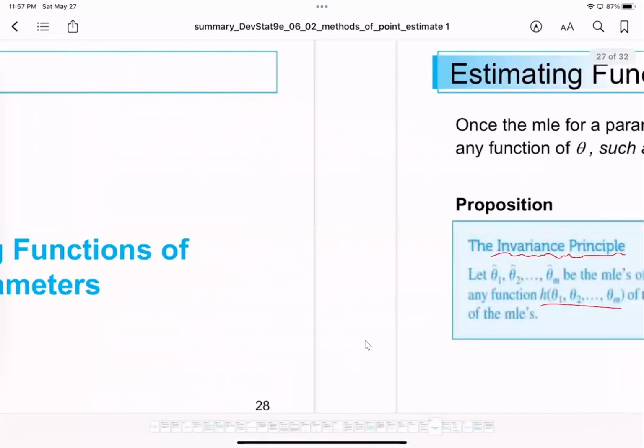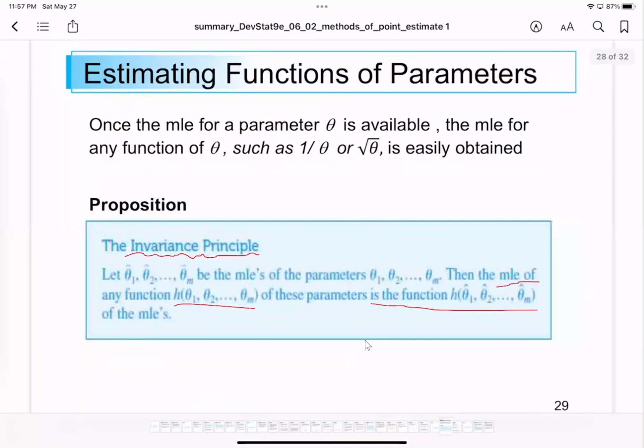Okay, so next one is talking about estimating the function of parameters. The MLE has a very nice property. This property is if you have a MLE obtained for parameter theta 1, theta 2, and so on, and you have also a function of these parameters, then the MLE of the function does not need to be obtained through other distributions. Instead, you can directly plug in the MLE in the function.